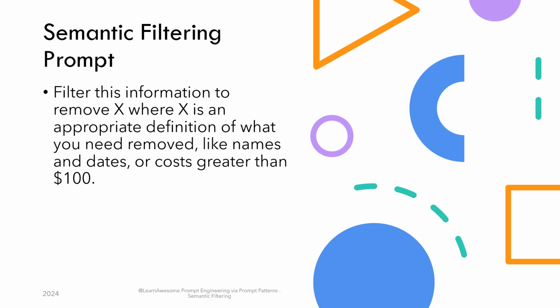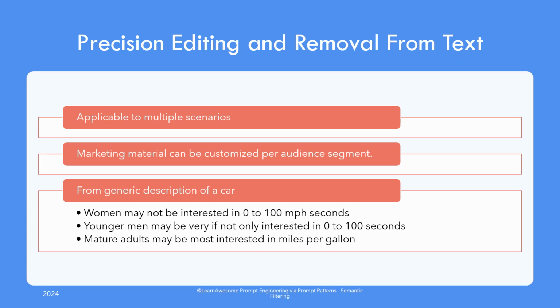In case you're wondering, can it be that simple? Well, yes, it is. The key statement for this pattern is just an instruction to filter out stuff you don't need. Like, filter this information to remove X, where X is an appropriate definition of what you need removed, like names and dates or costs greater than $100. The pattern can be applied with slight variations to a ton of scenarios.